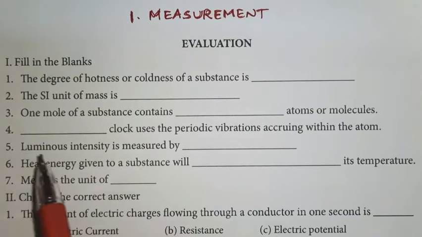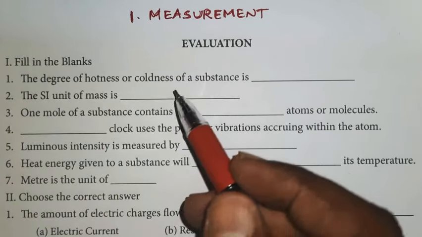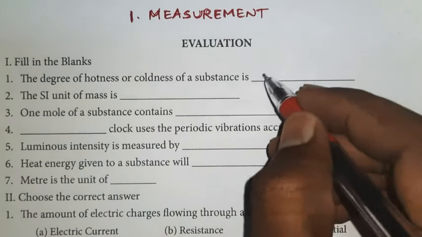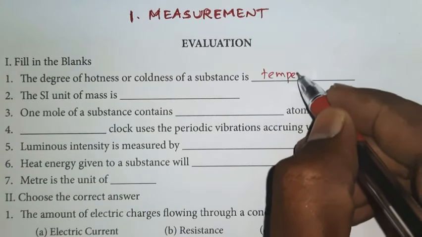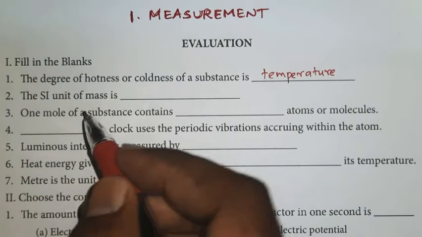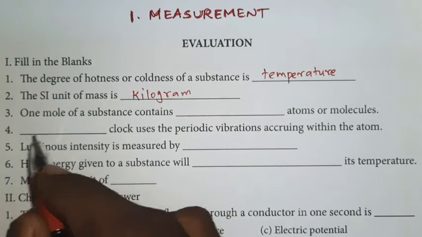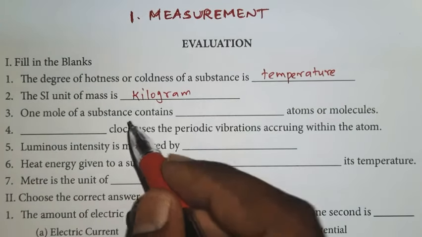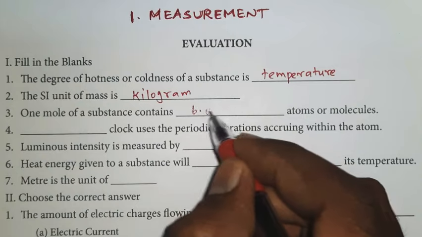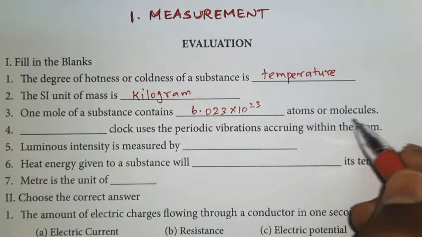First part, fill in the blanks. First one, the degree of hotness or coldness of a substance is temperature. Second one, the SI unit of mass is kilogram. Third one, mole of a substance contains 6.023 × 10^23 atoms or molecules.